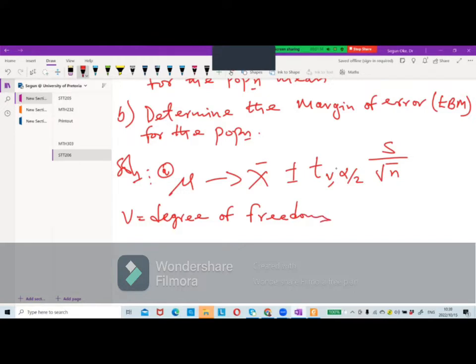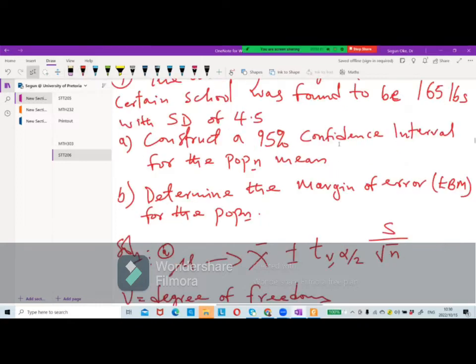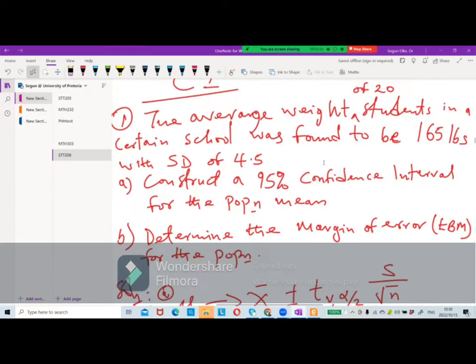Degree of freedom. Now, in this case, what is X bar from the question? Anybody? What is N? That's how you analyze it. N is 20. What is the standard deviation? 4.5. Then what is X bar? X bar is 165.